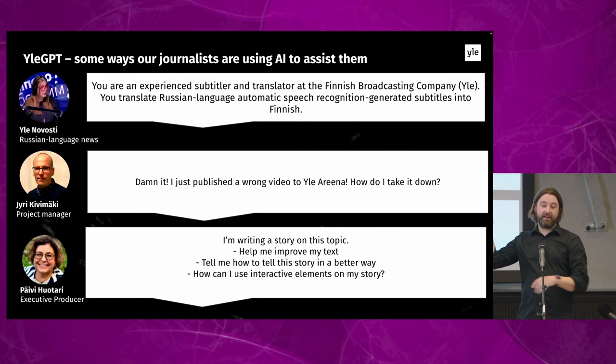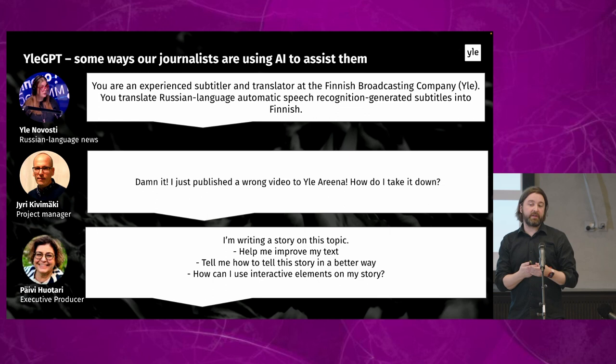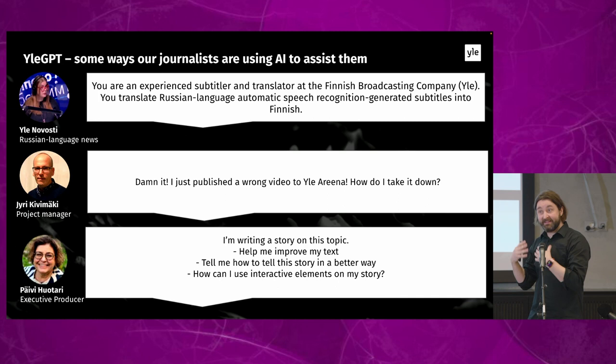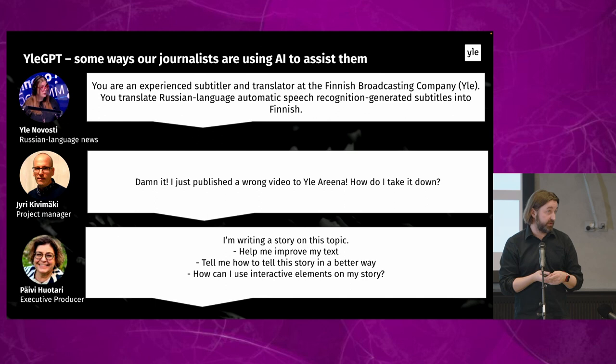And actually, the middle one is a good thing, because if we teach our AIs with all of Yle's platforms, you can ask how to do things with our platforms, because the user interfaces are not good. So if the AI can help us make our work faster, it's good.